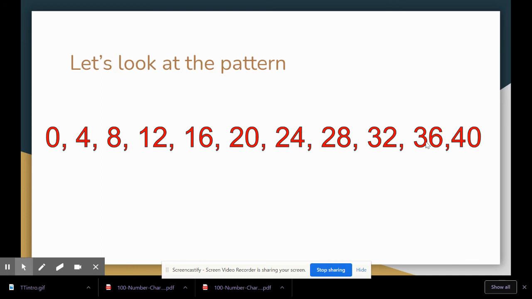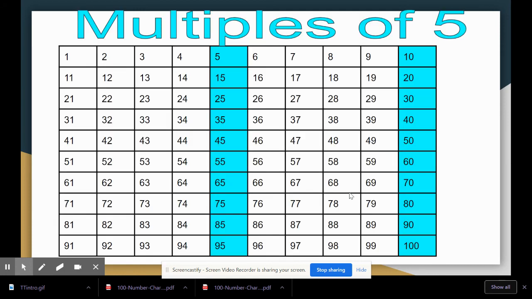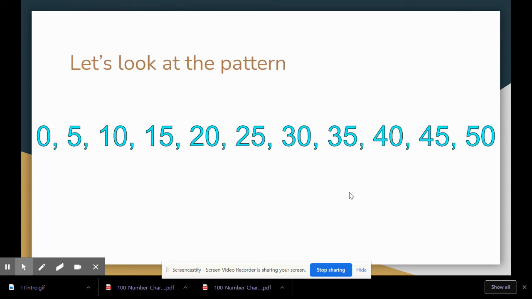Let's look at the pattern written out. Do you notice anything else about counting by fours that would help you in the future? And here are the multiples of 5. And this is why you have found it easy all your life. Do you notice anything about the ones columns?